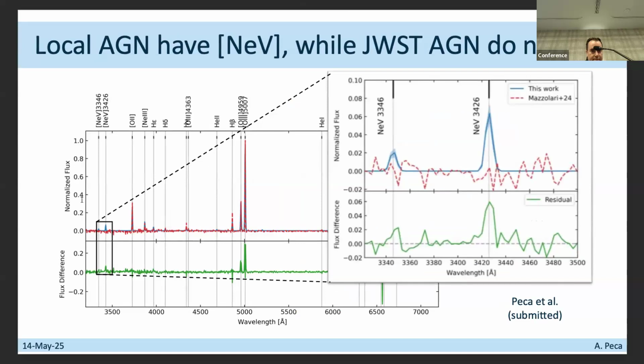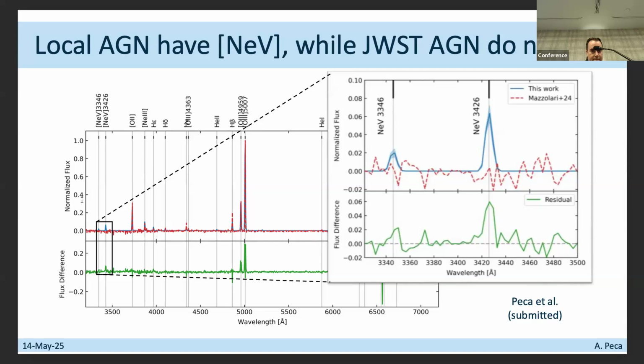So we just took our very high signal to noise optical spectra in the sample. We stacked them together, and the result is this blue spectrum here. And then we compared with the red spectrum, which comes from JWST, high redshift, narrow line AGNs. The JWST spectrum is from the CEERS survey, from the work of Mascia et al. 24, and we're talking about narrow line AGNs between redshift 2 and 9.